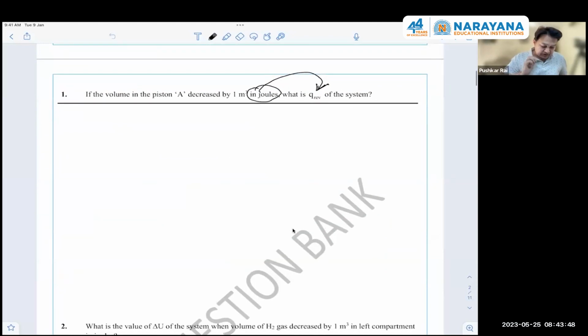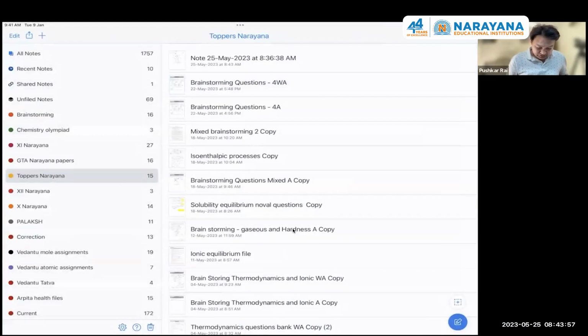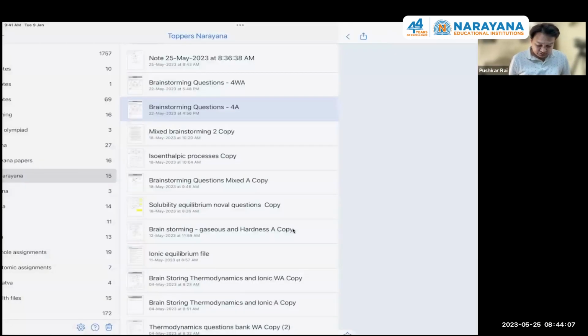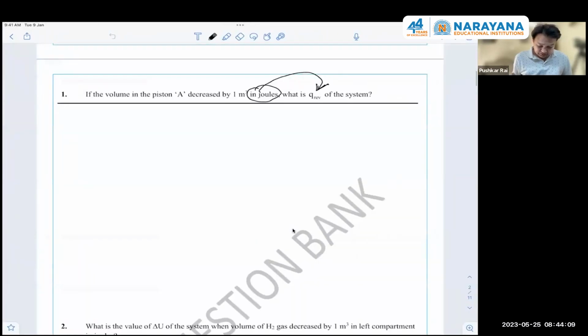If the volume of the piston is decreased by 1 meter cube, what is Q reversible of the system? That was the first question. In my opinion, it is 460.6 kilojoule. So let us start with this answer, 460.6 kilojoule. The answer to the first question is 460.6 kilojoule. So now you can tell how to approach the problem.